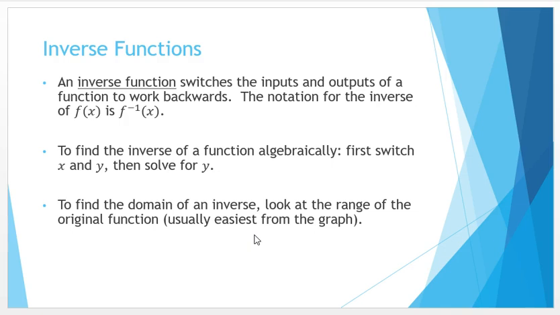Is there a horizontal asymptote, for example? Or if it's a parabola like y equals x squared, we know that it has a lowest point that it hits of 0. So identify the range of that original function, probably from the graph using Desmos graphing calculator, for example, and then that will be the domain of the inverse.